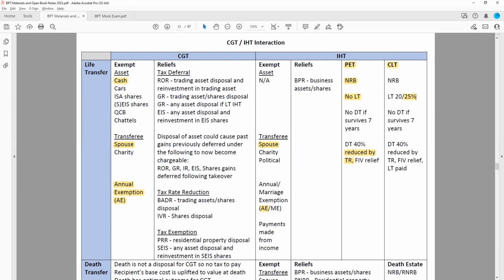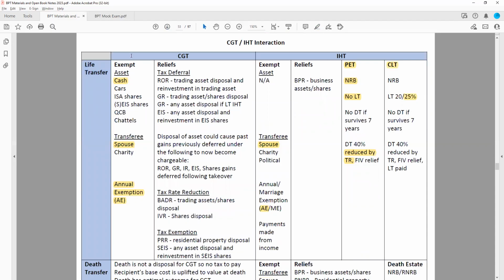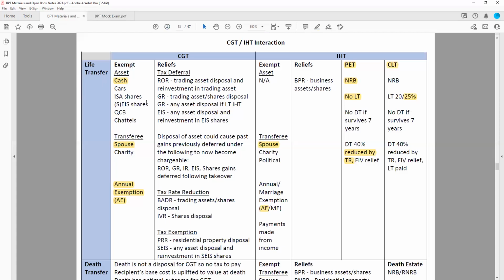But then for CGT as well, the cash is exempt, so you could mention that. So cash is exempt for CGT, but the property isn't. So there's going to be a gain on the property because Anna's disposing of the property to a trust. So there's going to be a gain on the property, but there is a relief available. If there's an IHT charge, then there's a special type of gift relief.